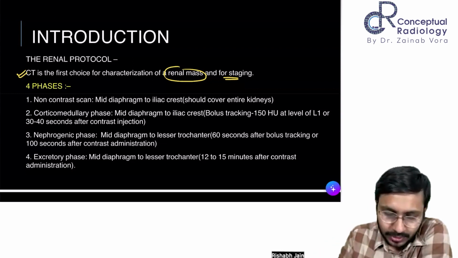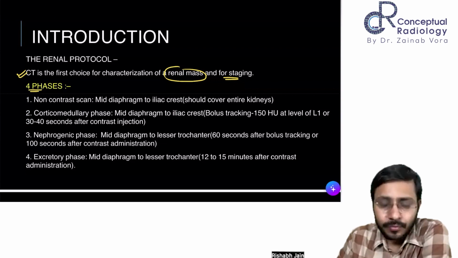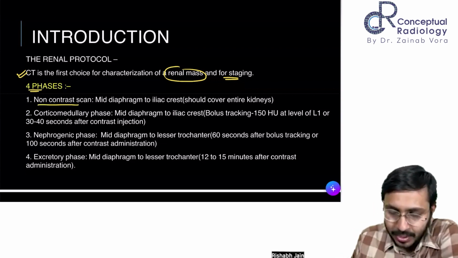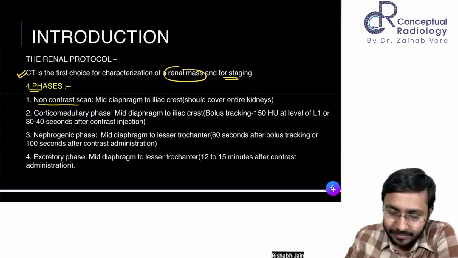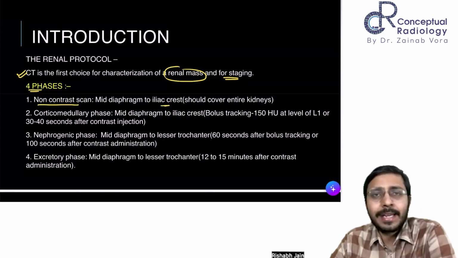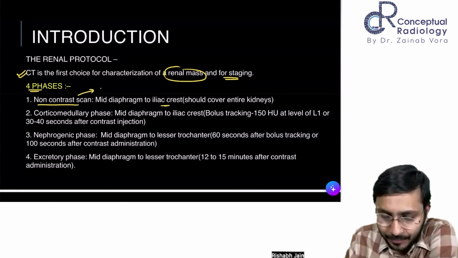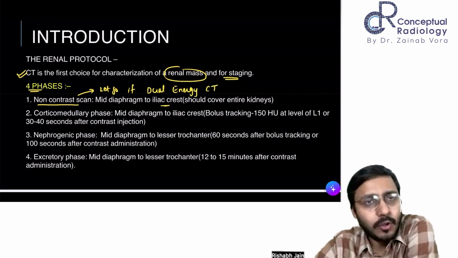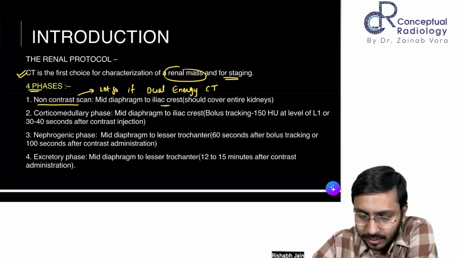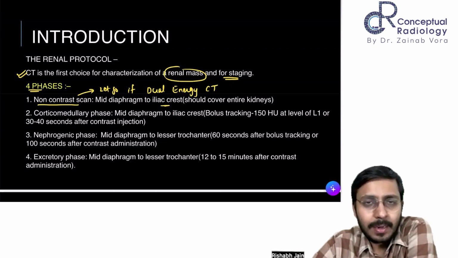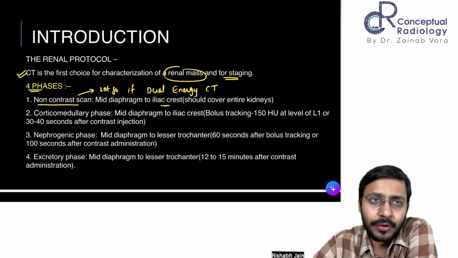Okay, so the CT protocol consists of four phases. First is a non-contrast scan. Now, the non-contrast scan is taken from the diaphragm to the iliac crest. Basically, the idea is to cover the entire kidneys. You can let go of this non-contrast scan if you have dual energy CT. If you have a dual energy CT scanner, then a virtual non-contrast can be acquired with the help of your arterial phase CT as well. So if you have a dual energy scanner, you don't need to take a separate non-contrast CT.